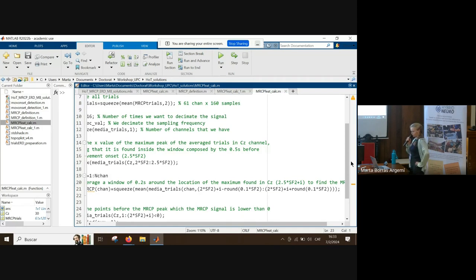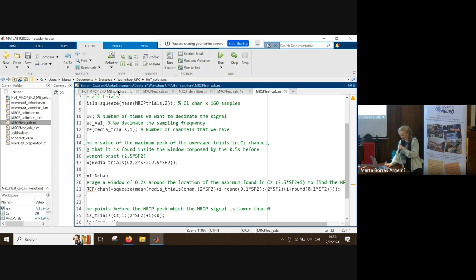I will upload these functions also, so if you are not able to follow it now, you will be able to have them completed in the drive afterwards, okay? So don't worry about it.